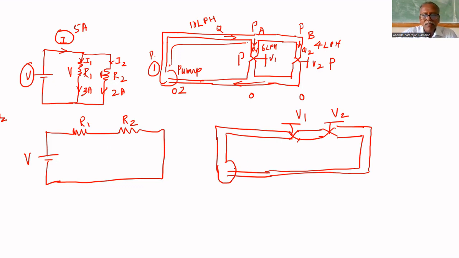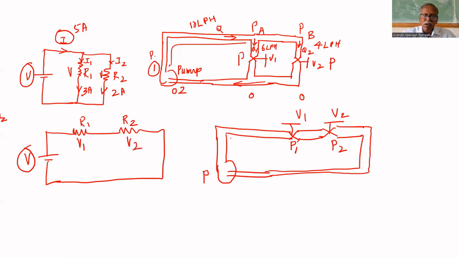Here, the pressure developed by this pump is P. Here, one resistance, that's why partial pressure is dropped. P1, the pressure is dropped here. That's why pressure is reduced while reaching V2. That pressure is P minus P1, that is P2. Definitely, pressure will be different, not equal. Here, if you apply a voltage of V, means the voltage drop across R1 is V1. The voltage drop across R2 is V2.